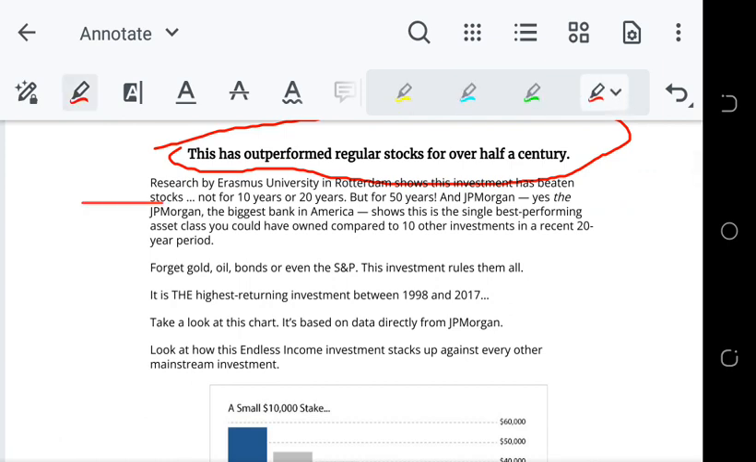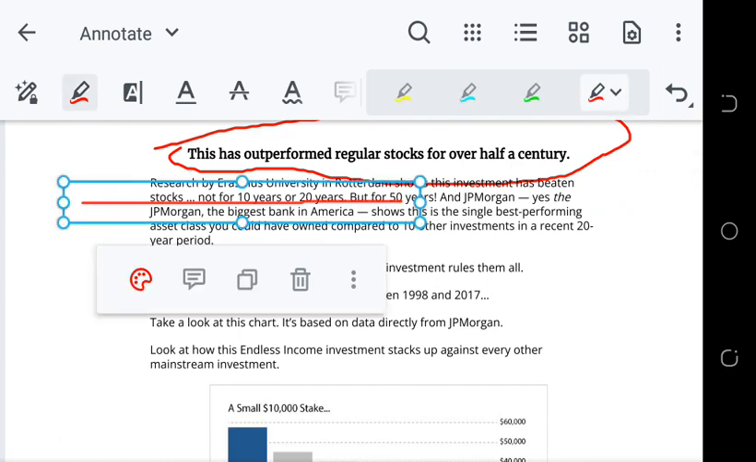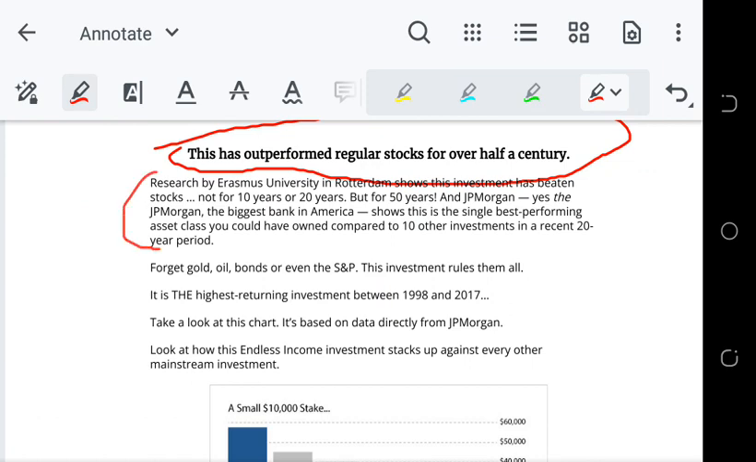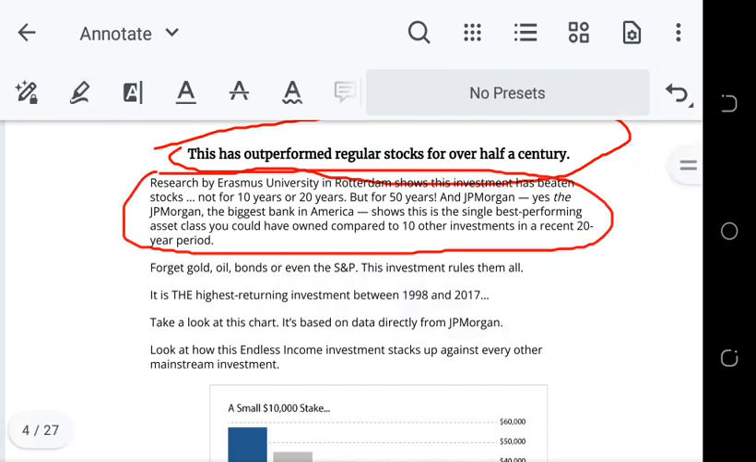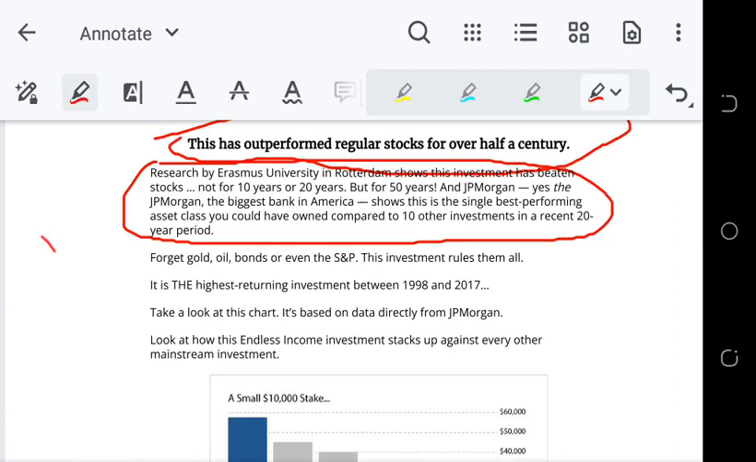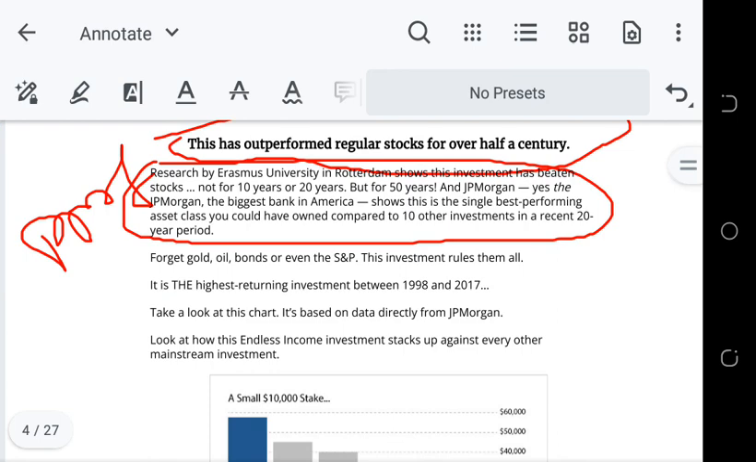Once again, if you have access to research papers that can prove that what you're saying is true, you go ahead and add it. So 1 university was mentioned here, JP Morgan was mentioned here, and all of that. So these are proof elements.